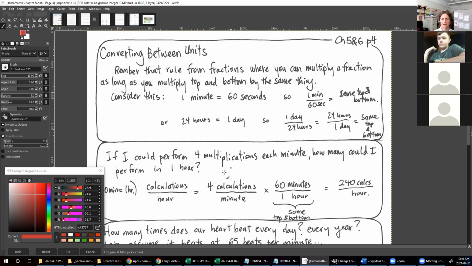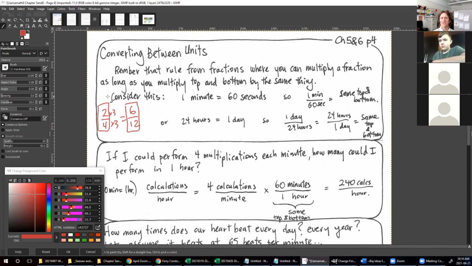Remember that rule from fractions, where you can multiply a fraction as long as you multiply the top and the bottom by the same thing. So we remember that, right? If we had 2/4, we can multiply by 3 on the top and the bottom. And on the top, that would give us 6, and on the bottom, that would give us 12. And 2/4 is the same thing as 6/12. So we're going to sort of use that rule, but in a slightly tweaked way.